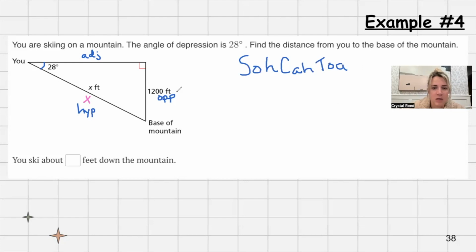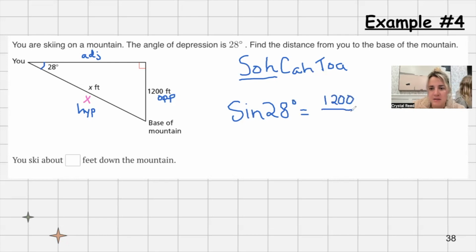And in this case, we know the opposite and we're trying to find the hypotenuse. So that means we're going to use sine. Sine of our angle 28 equals our opposite side, which is 1200, divided by x, our side.